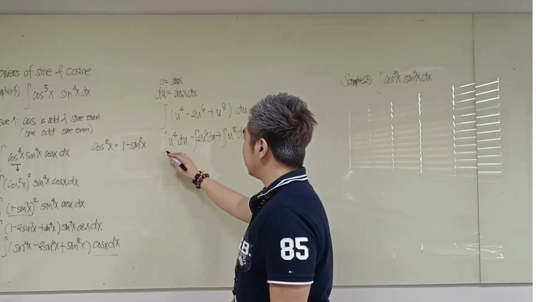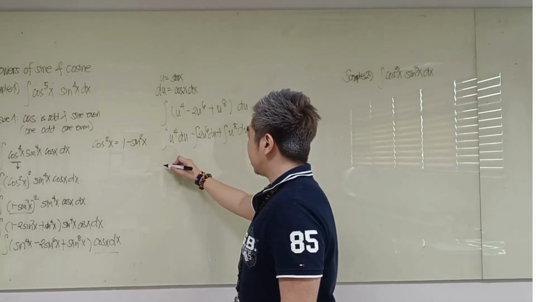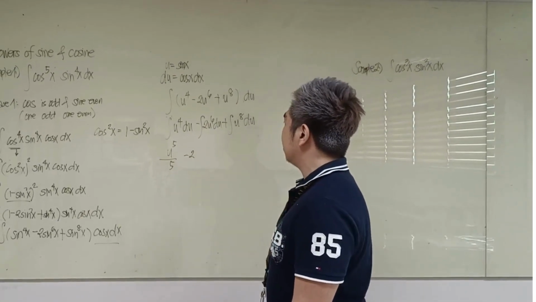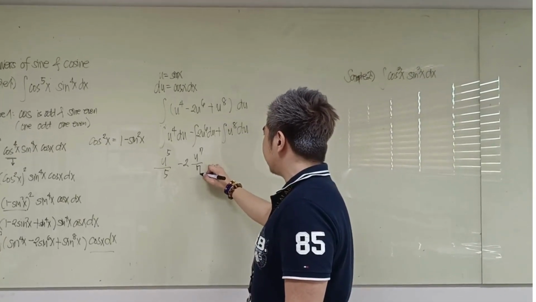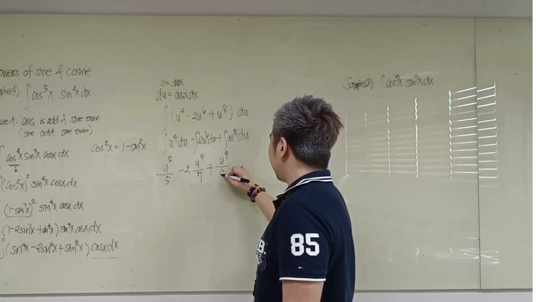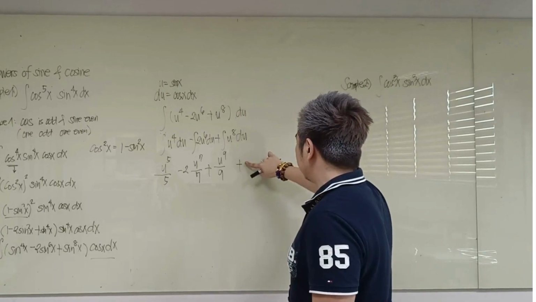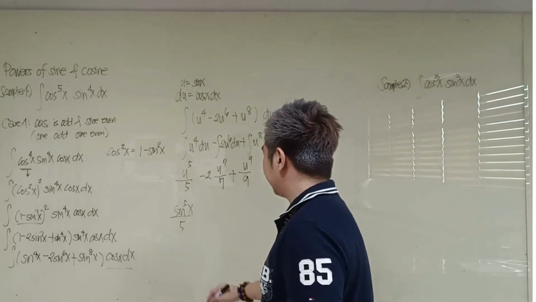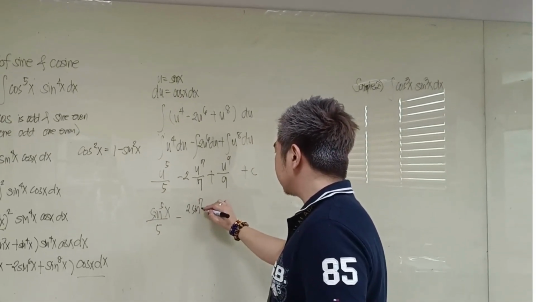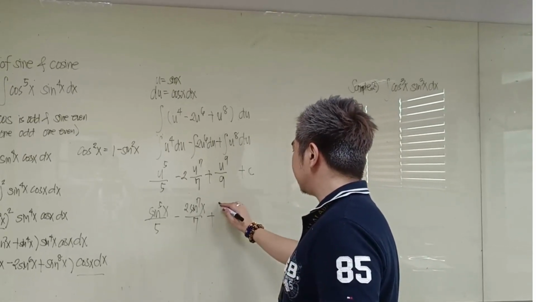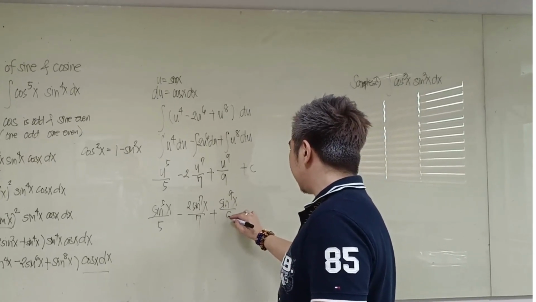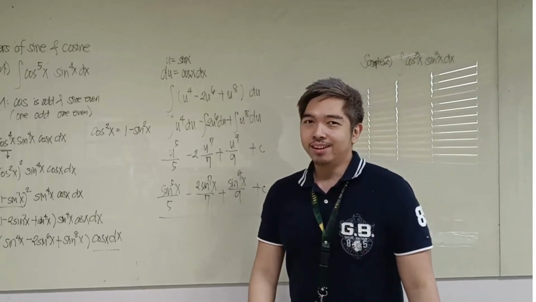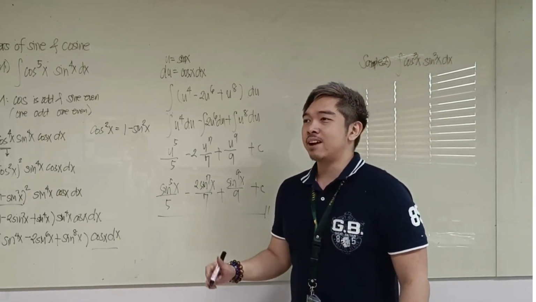So therefore, for u raised to 4 du, this is the power rule. We have u raised to 5 all over 5, minus, factoring out 2 outside, we have u raised to 7 all over 7, plus u raised to 9 all over 9, plus c. Back substitute. So we have sine raised to 5x all over 5 minus 2 sine raised to 7x all over 7 plus sine raised to 9x all over 9 plus c. And that is now the integral of this function. Did you get it right? We're going to discuss the next case after it.